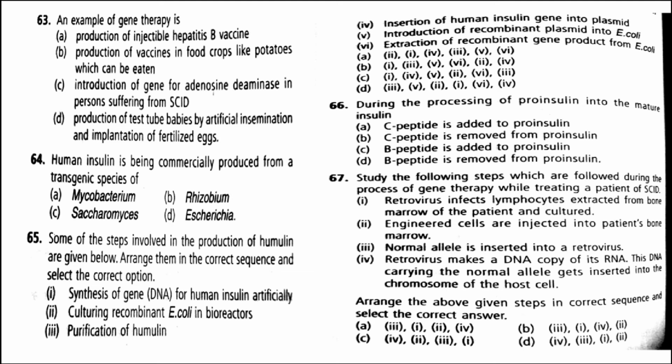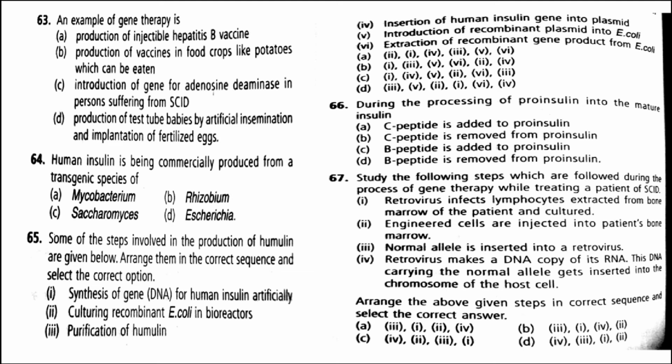Next, during the processing of proinsulin into the mature insulin, option A, C peptide is added to proinsulin; C peptide is removed from proinsulin; B peptide is added to proinsulin; B peptide is removed from proinsulin? And the answer is option B.